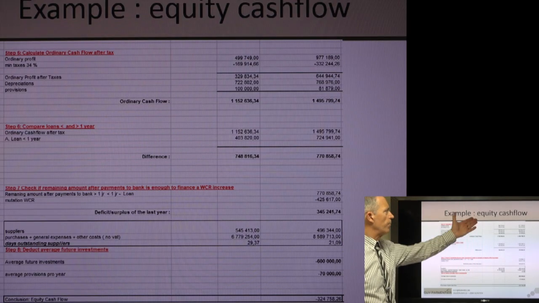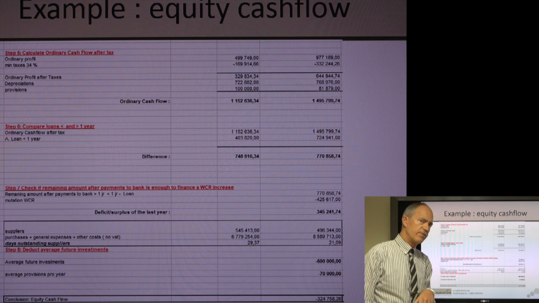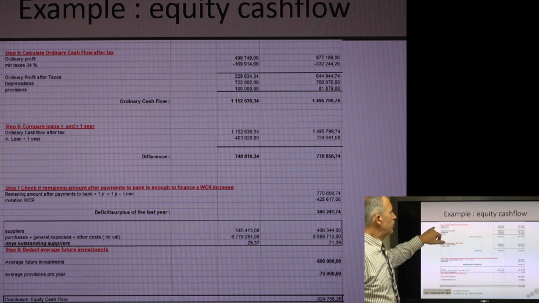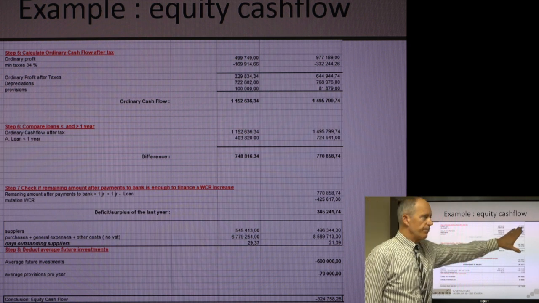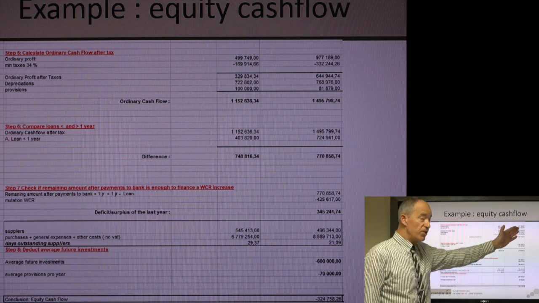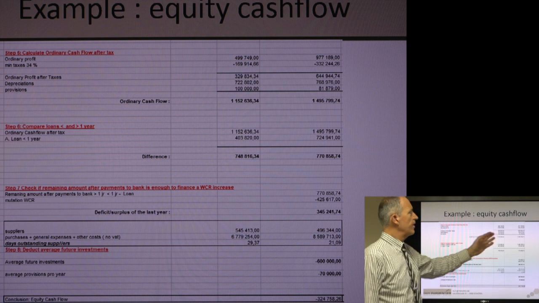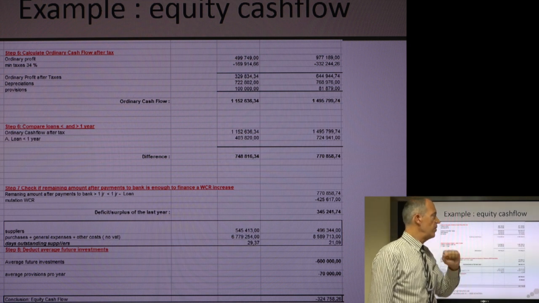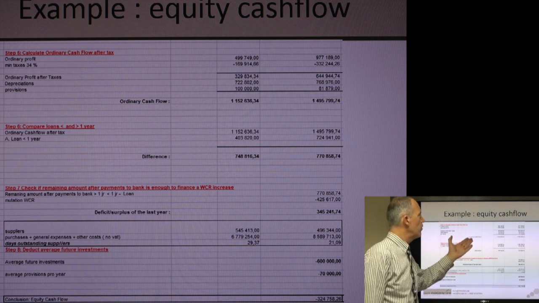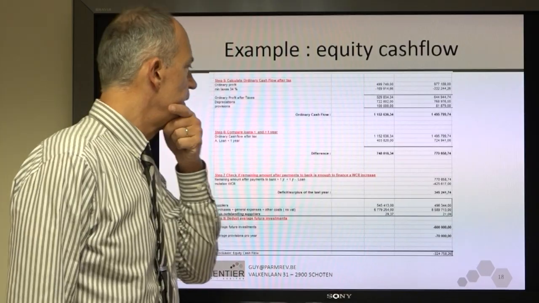Now, this is an example of the calculation of an equity cash flow you will be using to evaluate your company. You take your ordinary profits, you deduct your budgeted taxes, you add your depreciations and your provisions, and we then have what we call an ordinary cash flow.